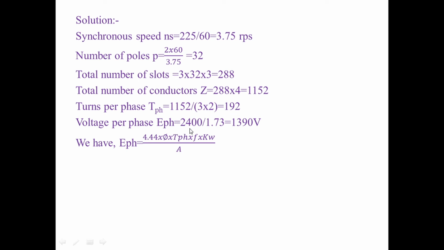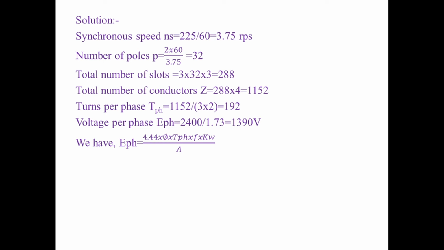Voltage per phase E phase is equal to 2400 divided by root 3. So you will be getting 1390 volts. We have the equation E phase is equal to 4.44 phi into T phase into f into kW. Actually this equation considers only one parallel path or one circuit. So here A is there; actually it is T phase divided by A in the formula.